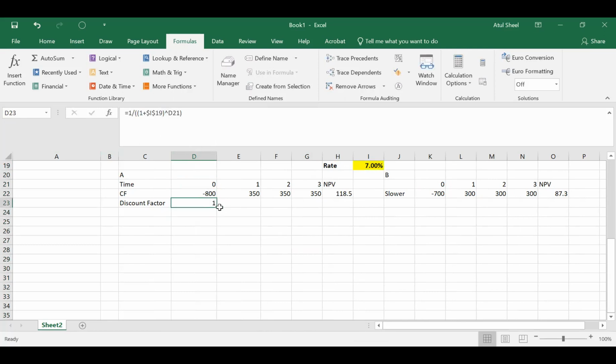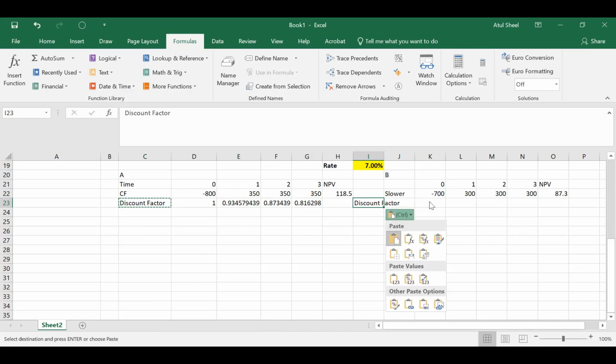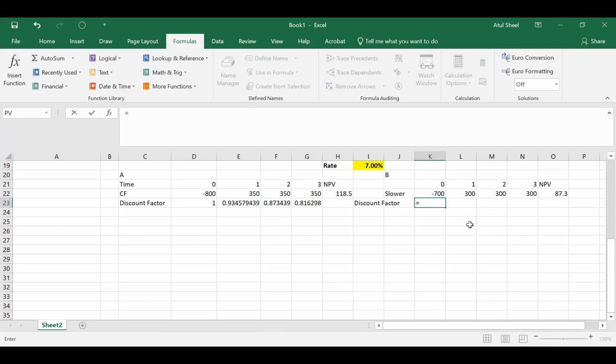This is my discount factor. I copy this across for 3 years. There you go. Same thing I do here, equals my discount factor, Control C, Control V, equals, it will be the same, 1 divided by 1 plus R, fix this cell, $, to the power T. There we go. And I copy this across. It should be the same numbers. Yeah.